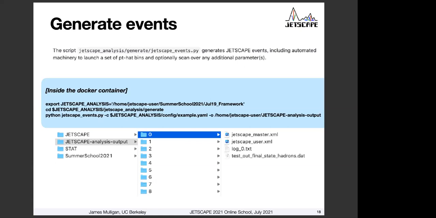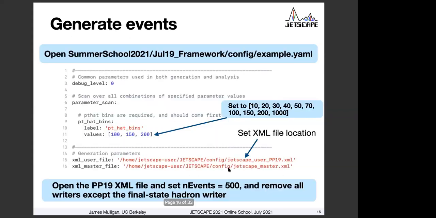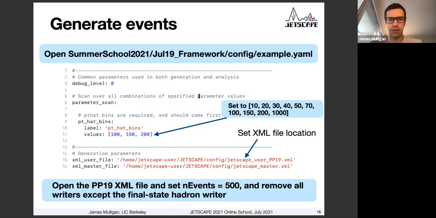Okay, James, could you go back to the slide or explain again what changes should be made to the YAML file? I got a question. Yes, all right. So that's the one here. The only thing that you need to change here is this list of numbers that says like 100, 150, 200. This is just setting what range, in a scale of GeV, of the Q squared of the hard process we want to run.